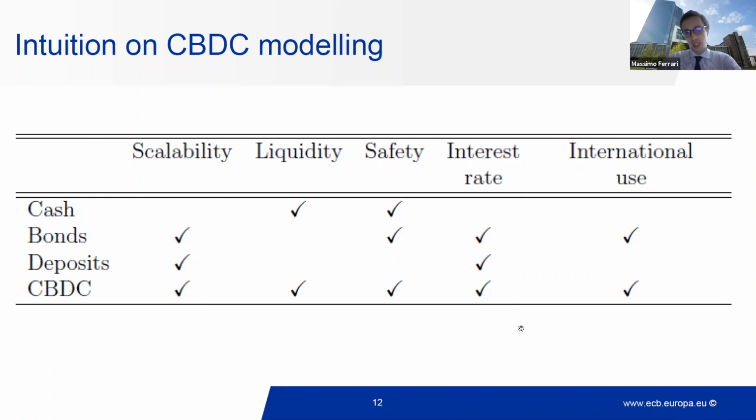And in particular, we have parameters that can vary the degree to which the CBDC is valuable for each of these attributes. So there will be a parameter that determines liquidity, there will be a parameter that determines remuneration, and there will be a parameter that determines the ease of use in international transactions. Now, one key thing that I will not repeat for the rest of the presentation: when I don't say differently, we assume that the CBDC has no remuneration, so that the interest rate is fixed.